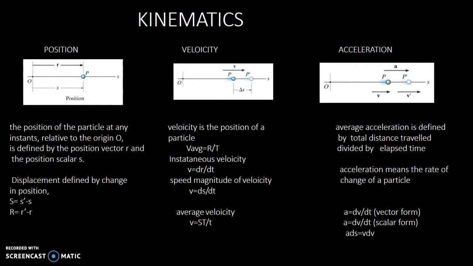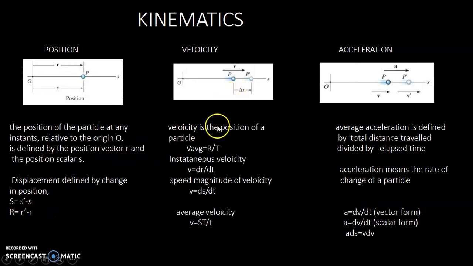The position of a particle at any instant relative to the origin O is defined by the position vector r and the position scalar s. The displacement is defined by a change in position. To get the total, delta s equals s prime minus s, and delta r equals r prime minus r.